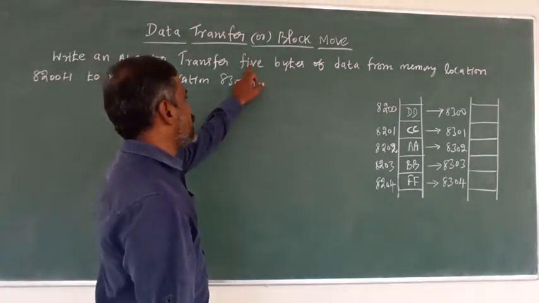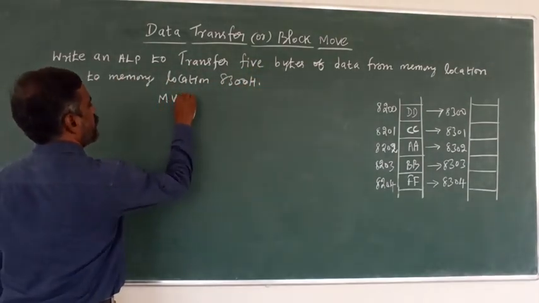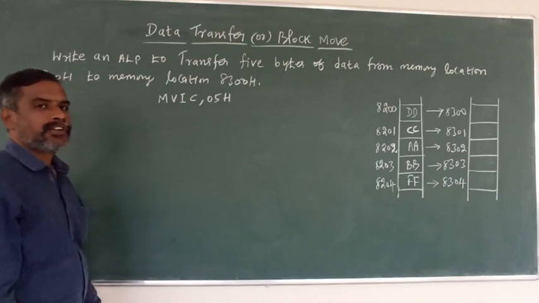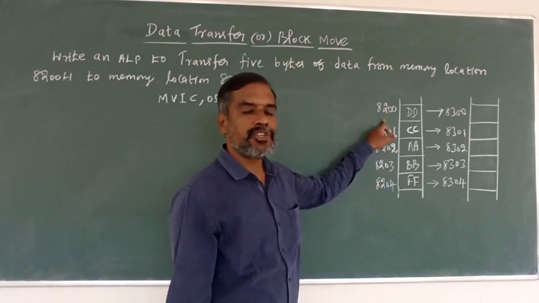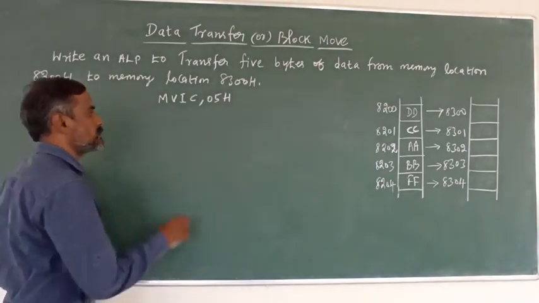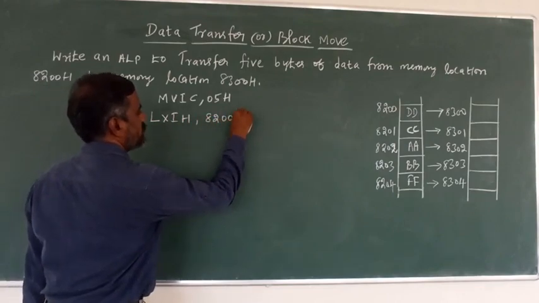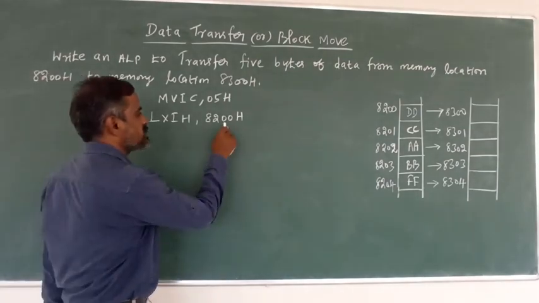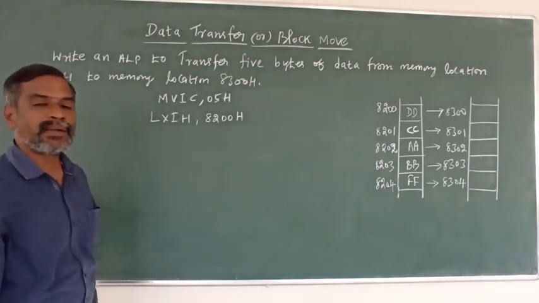First, initialize the number of data in the C register. MVI C, 05H. 5 bytes means you have to initialize 05 in the C register. Next, initialize the source address, 8200 in the HL register pair. LXI H, 8200H. This is for the source address. This part is for the L register and this is for the H register. These two represent the memory address.